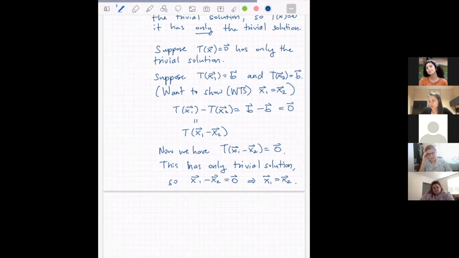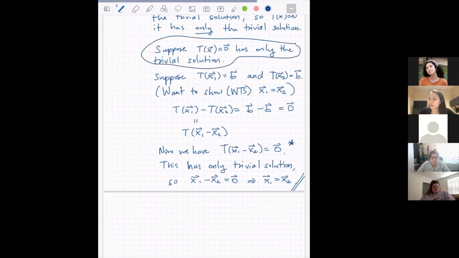Okay, so, oh, sorry, yeah, go ahead. I don't really understand how you got from T of X1 minus X2 equals 0 vector, and then this has only the trivial solution. Okay, so when I say this has only the trivial solution, that's coming from this assumption up here. Oh, okay. Right, so I'm using that down here. Thank you. Yeah.